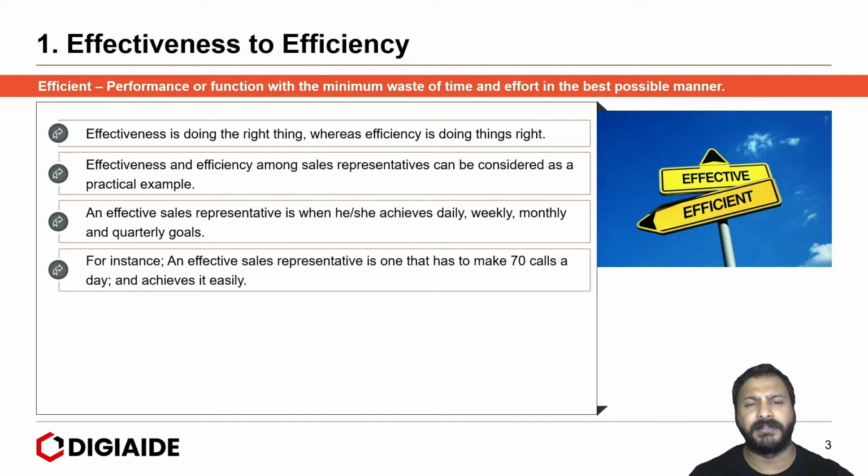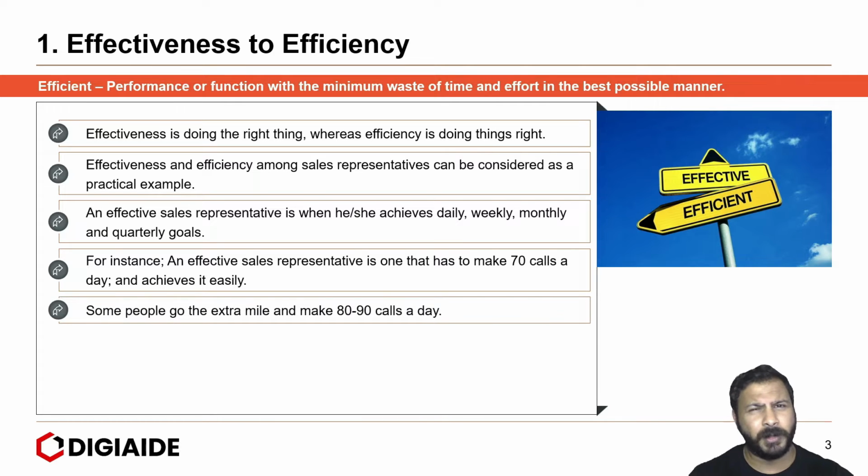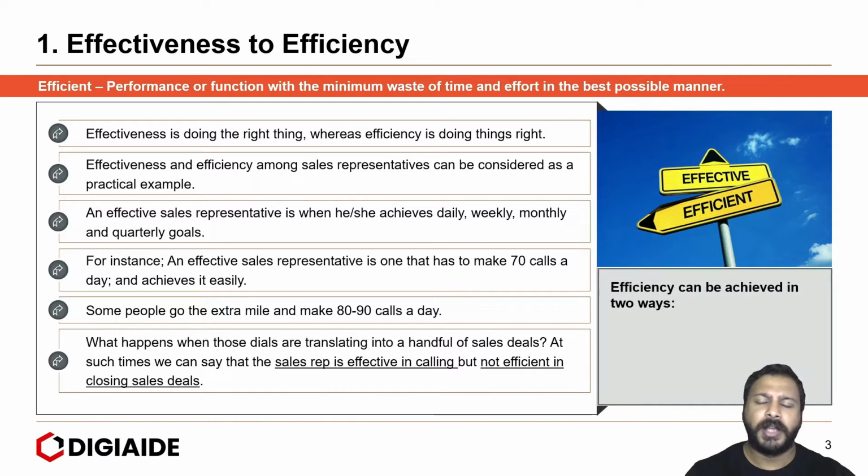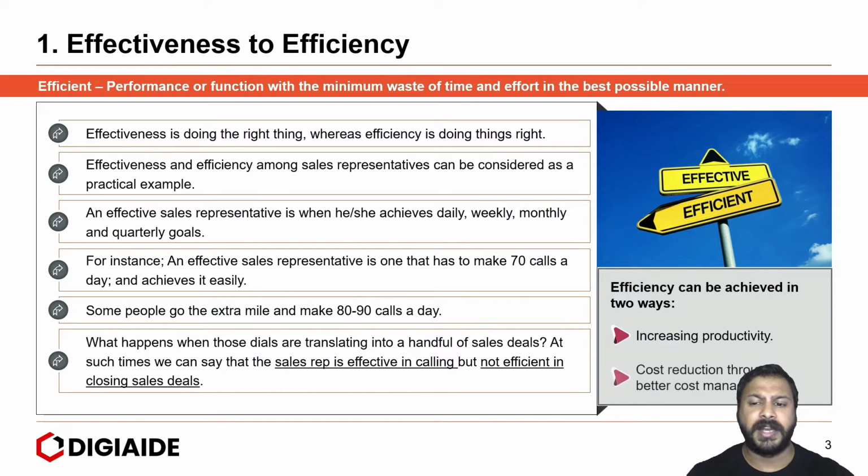For instance, an effective sales representative is one that has to make 70 calls a day and achieves it easily. Some people go the extra mile and make about 80 to 90 calls a day. But there's a catch here. What happens when those dials are translating into a handful of sales deals? Very less. Thus, we can say that the sales representative is effective in calling, but not efficient in closing sales deals. So the focus here is on efficiency. Now, efficiency can be achieved in two ways. First, increasing productivity, and next, cost reduction through better cost management.